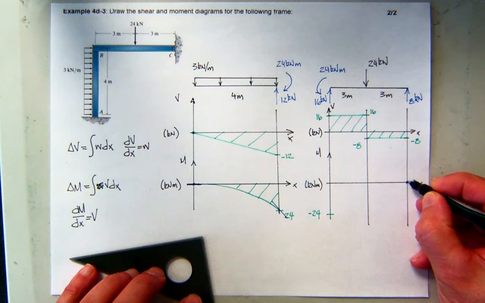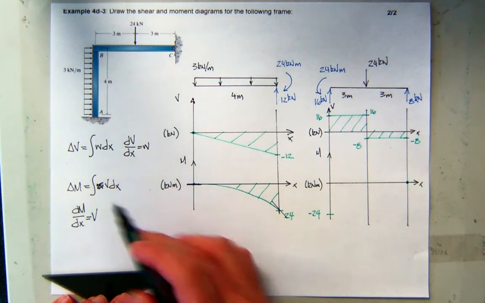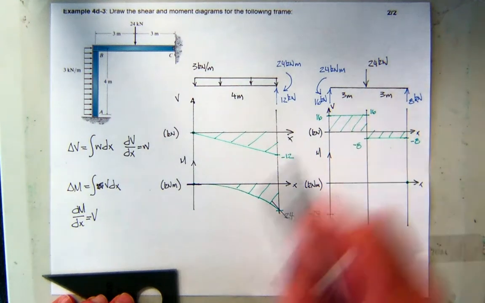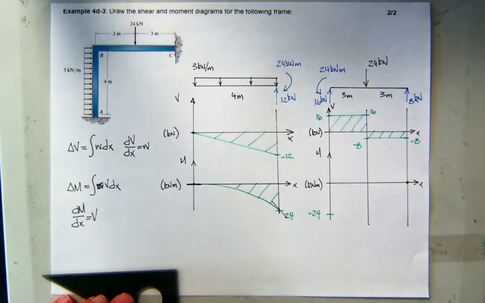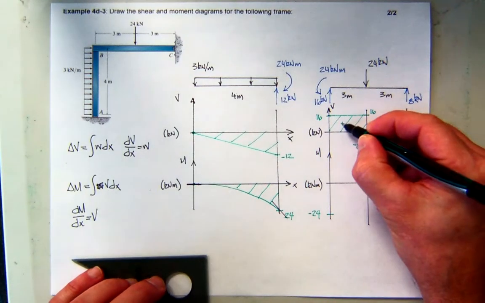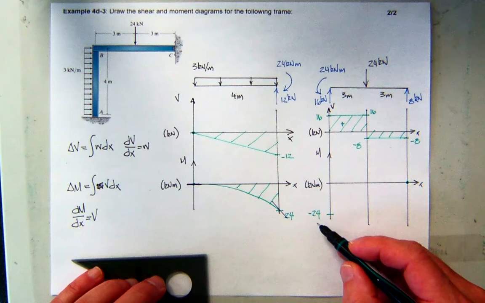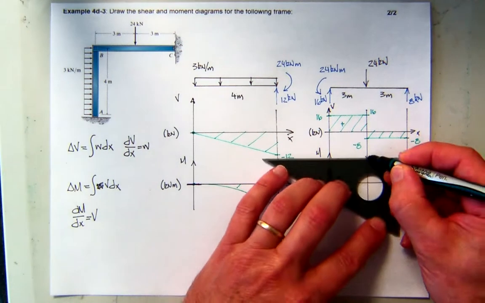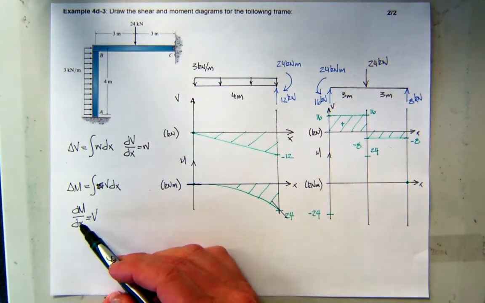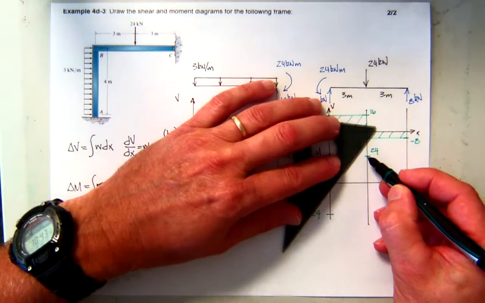0. The change in moment is the area of the shear diagram. What's the area of the shear diagram from 0 to 3? 3 times 16. What's that? 48. So that's positive. So 24 plus 48, or I'm sorry, negative 24 plus 48 is 24. The slope of the moment diagram is the shear, and the shear is constant and positive.